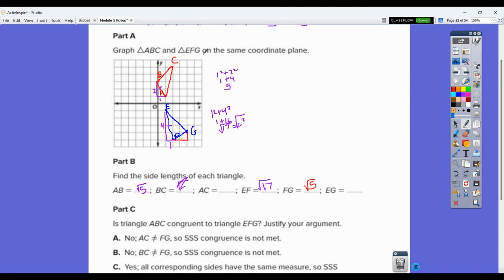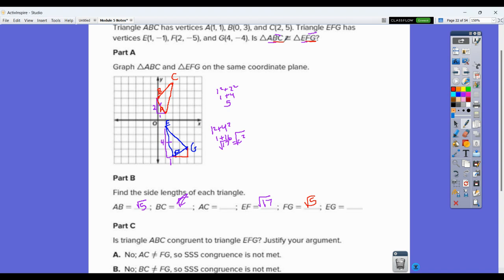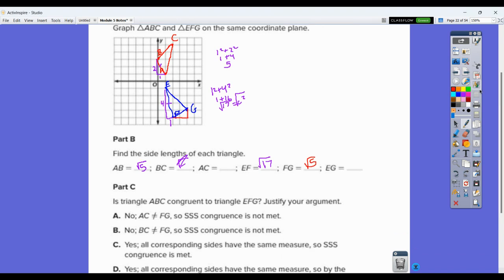We want FG to match up with, I got to go up to my congruent statement. FG should match up with BC. So we want to match it up with BC. BC is 2 by 2. So we would do 2 squared plus 2 squared, which would be 4 plus 4 or 8, and take the square root of that. And so that's BC, so that's the square root of 8. And since FG is not equal to BC, that's why it's a no.